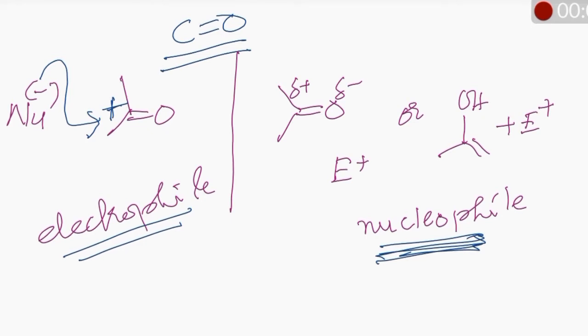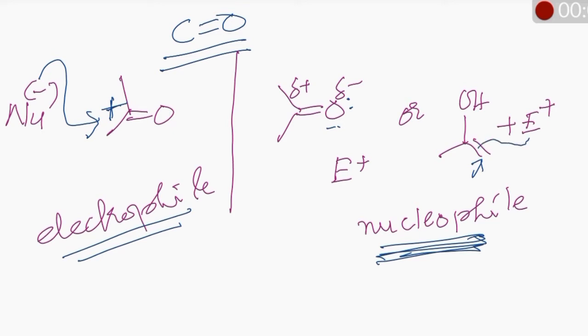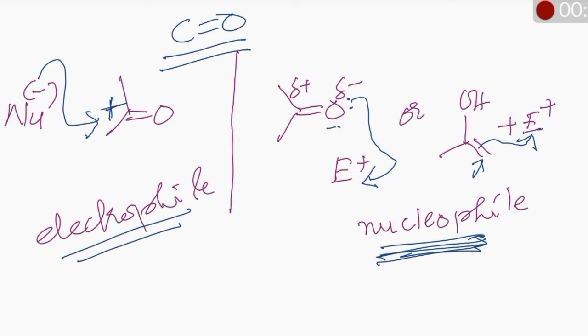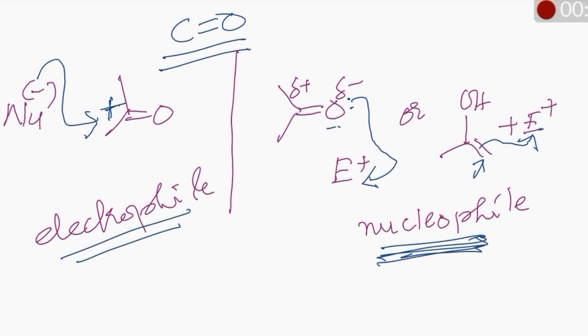because these two species are in excess of electrons through the oxygen atom, because this oxygen has two pairs of electrons, or the alpha carbon center. Alpha carbon center means here, this pair of electrons can attract this electrophile, and this pair of electrons can attract this electrophile. So please understand, we have to look at the carbonyl part also. It can act as an electrophile at the carbon center and also as a nucleophile through the oxygen atom or the alpha carbon atom.